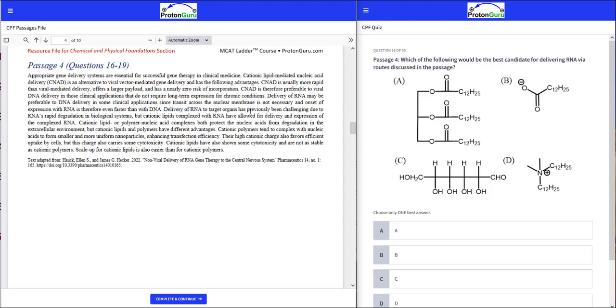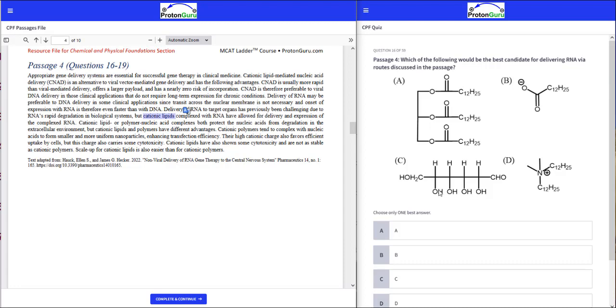So delivery of RNA to target organs has previously been challenging due to RNA's rapid degradation, but cationic lipids complexed with RNA have allowed for delivery and expression of the complexed RNA. So we're looking for a cationic lipid to complex the RNA. Remember that lipids are these compounds that generally have a long alkyl chain, a really nonpolar area, and then something polar on the other end. So triglycerides have the ester groups, fatty acids, when deprotonated, have the carboxylate group. You can have ammonium groups, and then we have compound C.